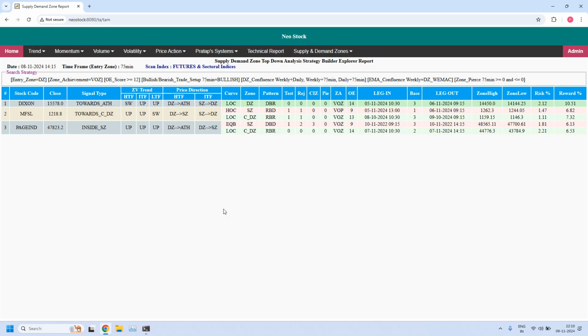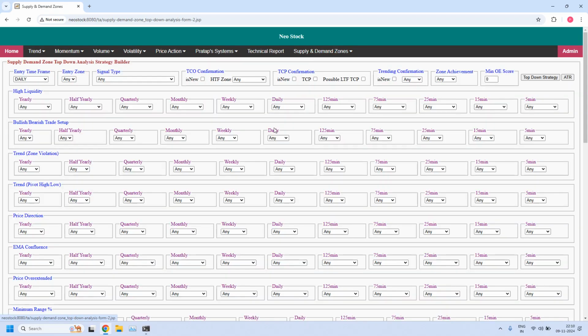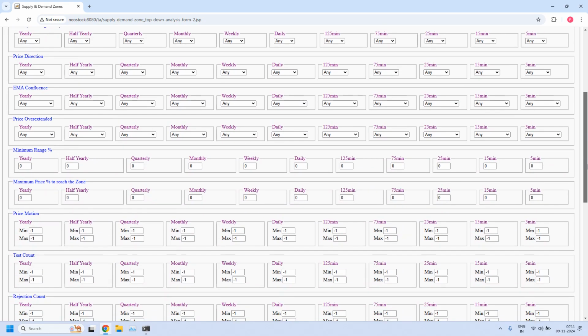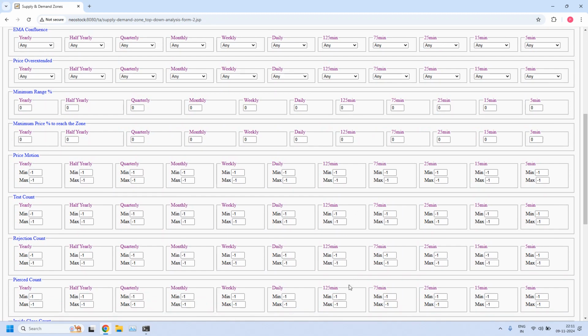Okay, next let us look for bearish trade setup for weekly income trade. That is, entry time frame is 75 minutes. Entry zone is supply zone. In bullish or bearish trade setup at 75 minutes time frame, I am selecting bearish. The 75 minute supply zone should not be pierced. So 75 minutes time frame, minimum value is 0. Maximum value is 0.